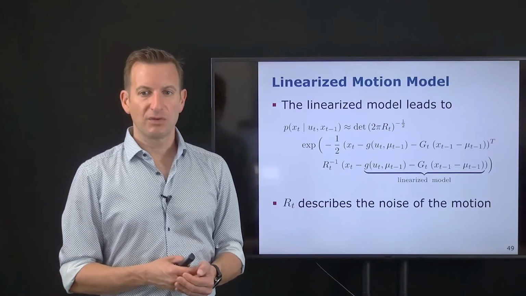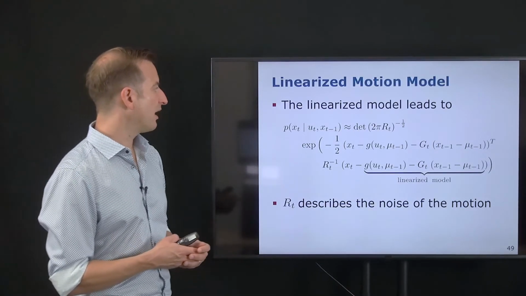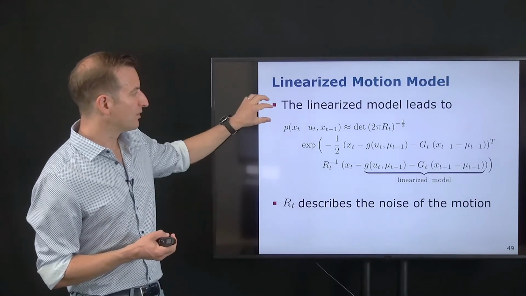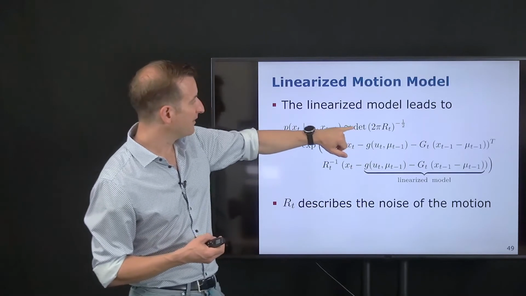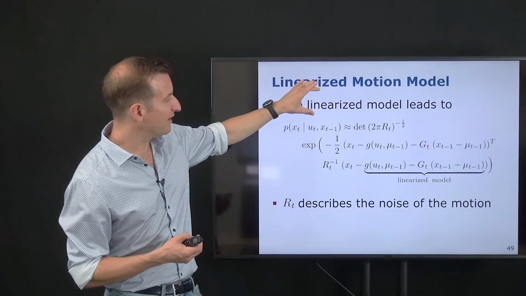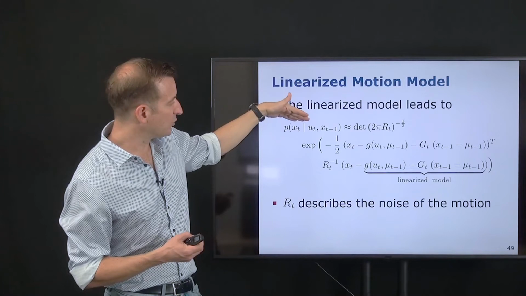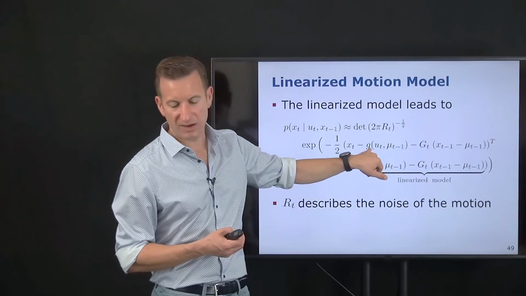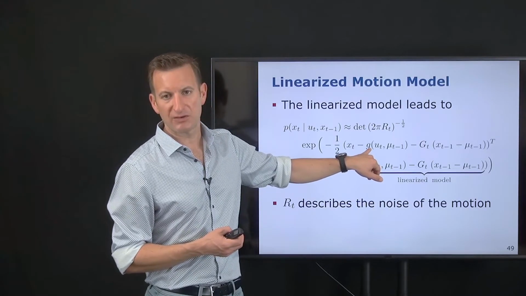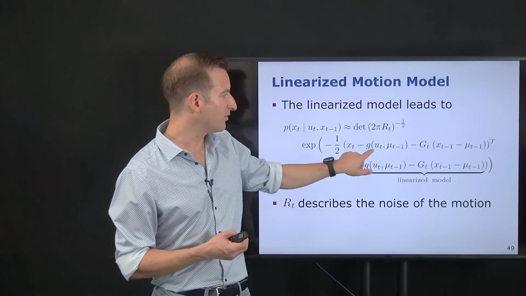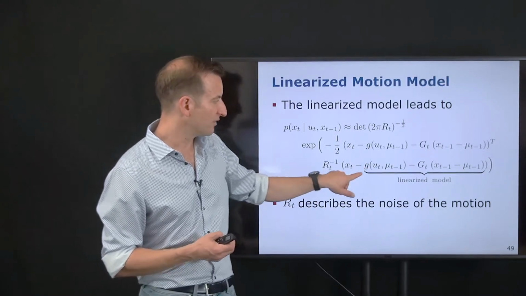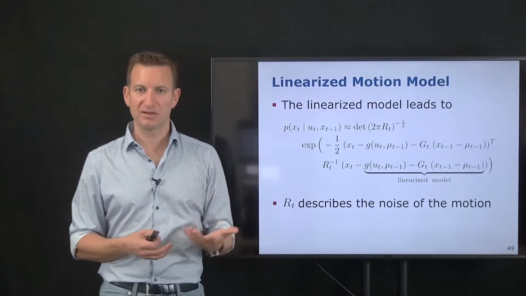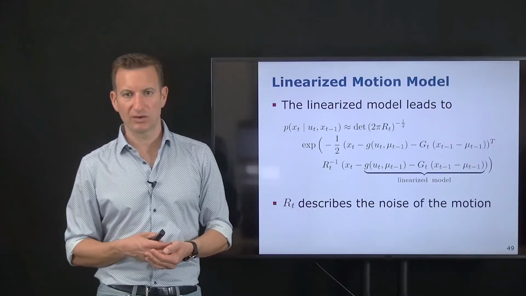Okay, so let's have a look into how the linearized model looks in terms of the motion model. What we're basically doing is taking the motion model as we specified it before, but now we replace this A times x_{t-1} plus B u_t with my nonlinear function over here. So this is now my linearized function, my linearized motion. So I'm performing the linearization and then turning it into a Gaussian distribution.